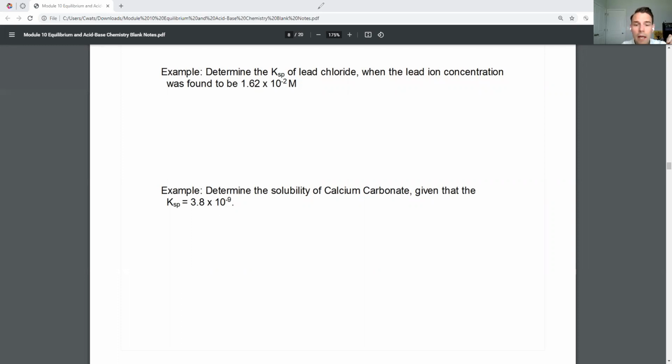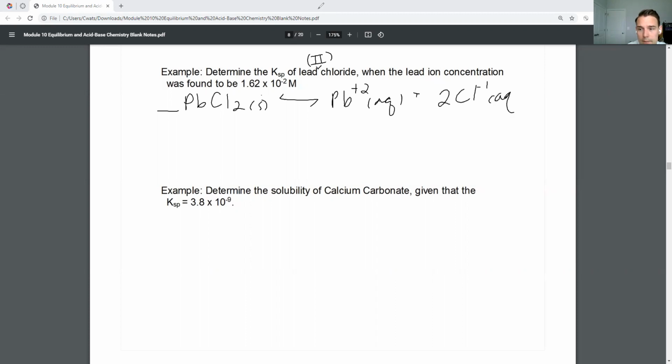Determine the Ksp of lead chloride. There should be a 2 right there: lead 2 chloride, when the lead ion concentration is found to be 1.62 times 10 to the negative second molar. Okay, what I would always do first is write out the equation. Lead 2 chloride, which is a solid, is in equilibrium with the lead ion and 2 chloride ions.